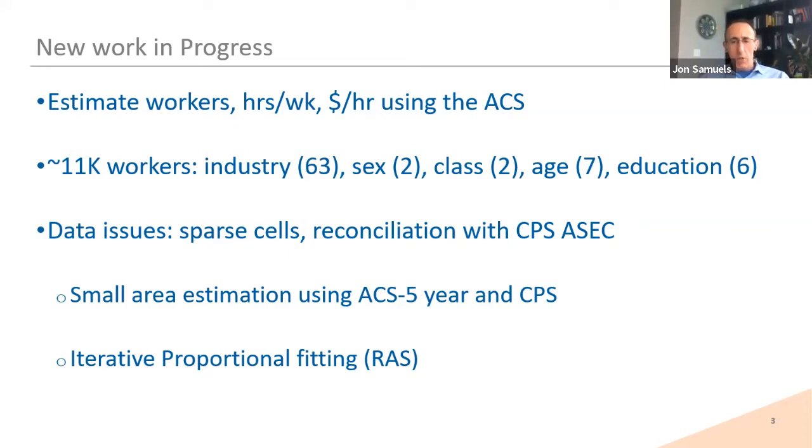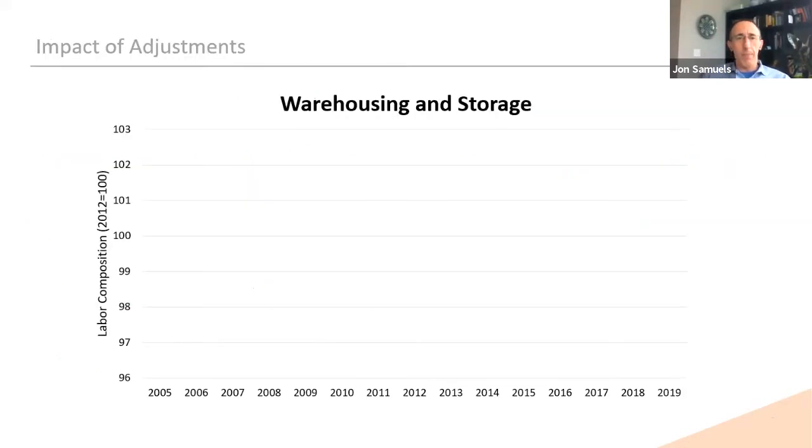The second thing we do is we use the procedure called iterative proportional fitting to basically force the macro totals based on the ACS to hit the control totals in the CPS. And the reason we do this is because the CPS ASEC is a very well-known data set that many researchers use to analyze macro trends. So we want to be consistent with that.